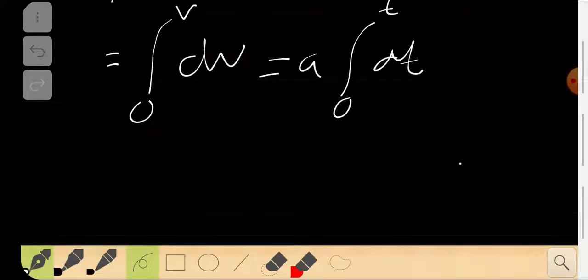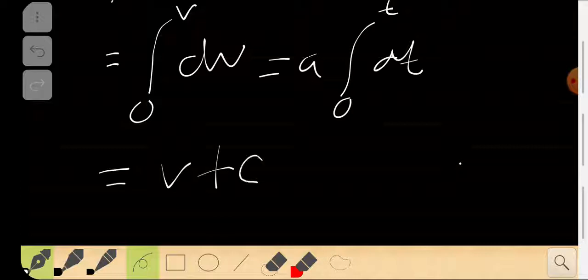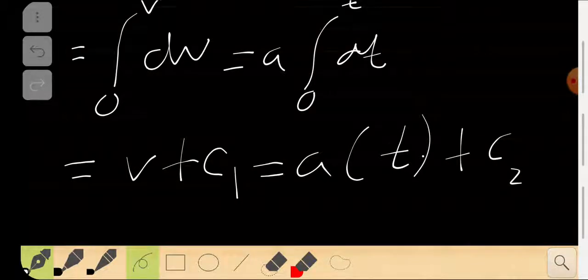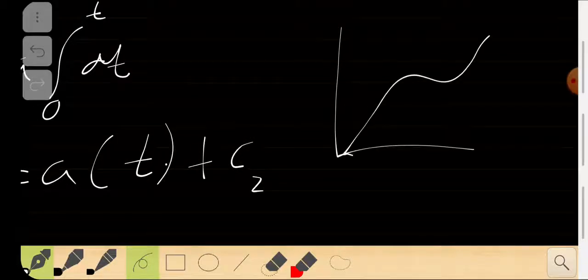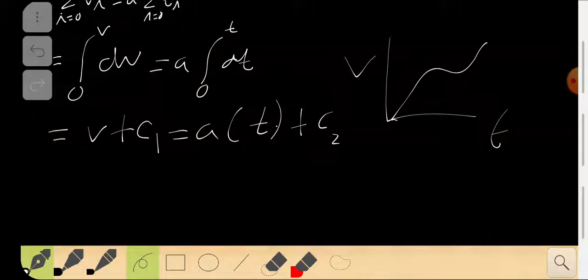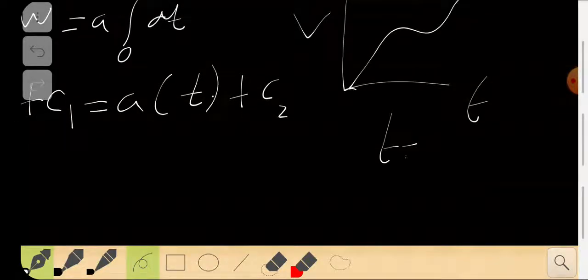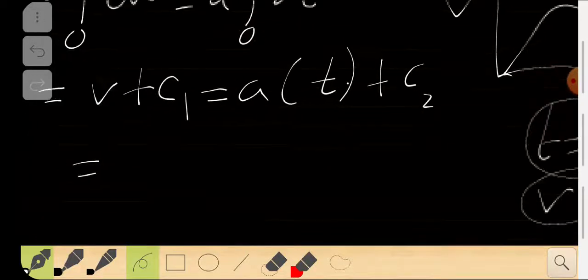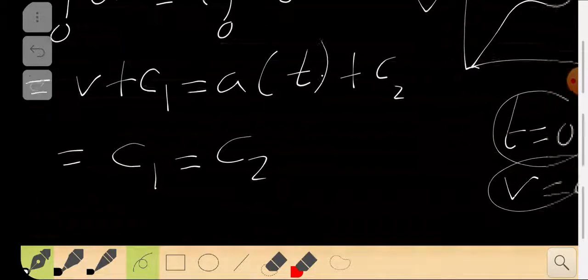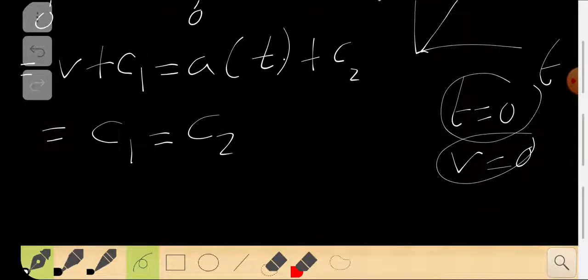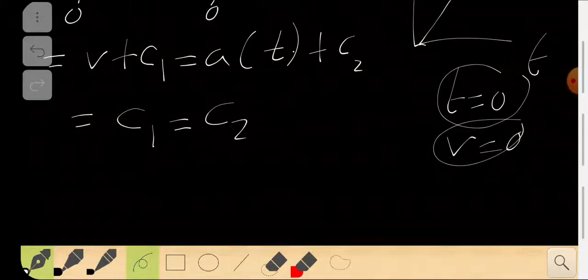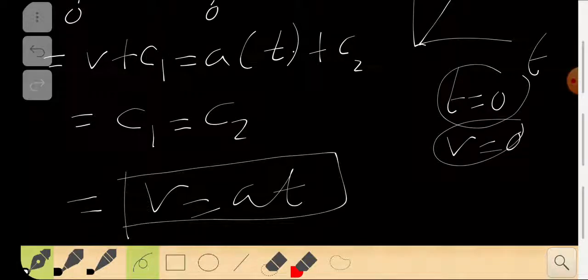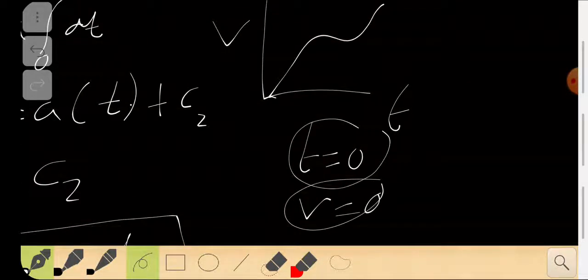Now the objective here is, when you integrate this, you get v plus some c1 must be equal to a times t plus some c2, right? So when you take the graph like this, this v versus time graph, you see that at t equal to 0, v is equal to 0. So you can substitute that back into this equation, and you get v equal to 0, so c1 is equal to c2. That's the basic thing that you get, and you can cancel c1 and c2 from either side because they are equal, and you get v is equal to at. So that's the fundamental equation that you get from that kind of equation generalization, where v is equal to 0 at t equal to 0.